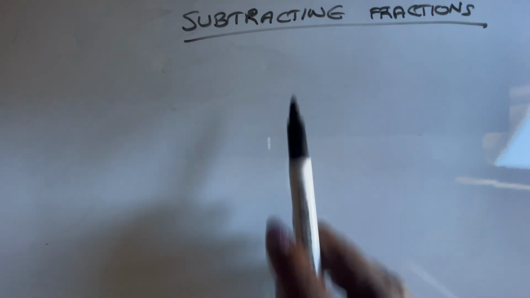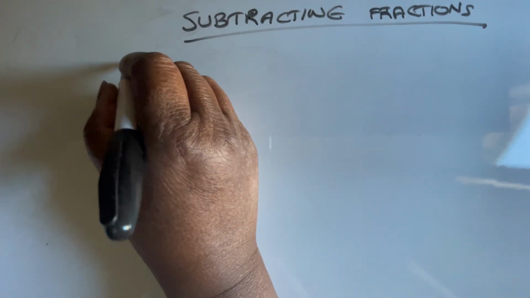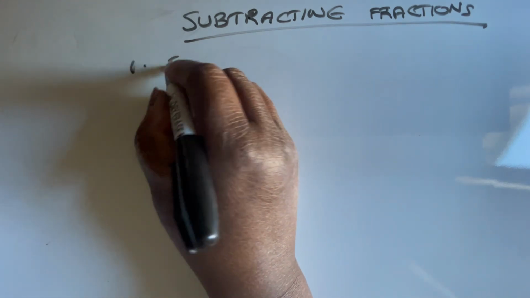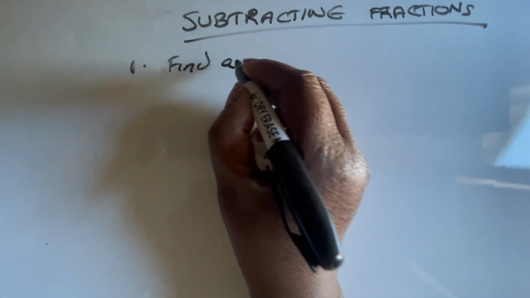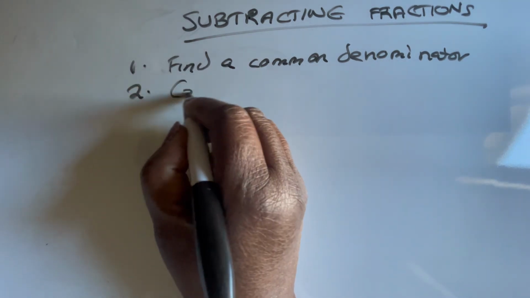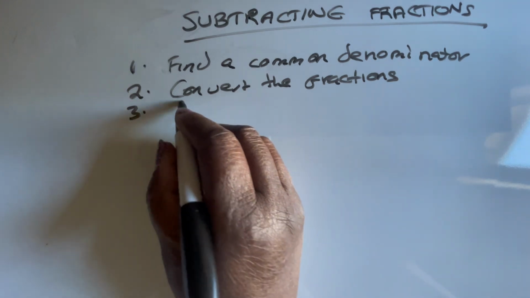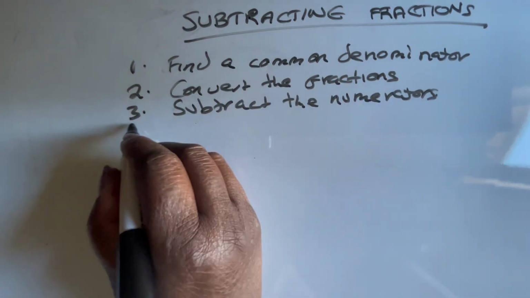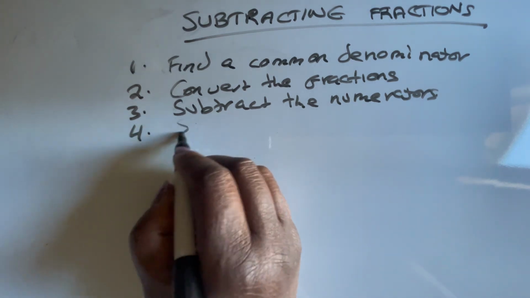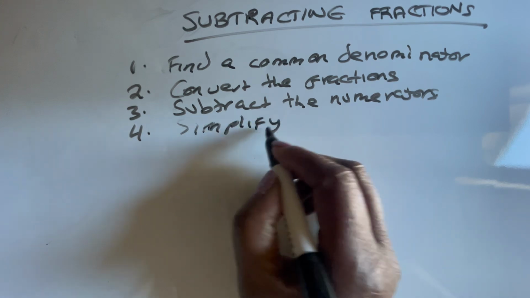Today we are going to be subtracting fractions. To subtract fractions, we need to know these 4 steps. Step number 1, find a common denominator. 2, convert the fractions. Step number 3, subtract the numerators. Step number 4, simplify if necessary.